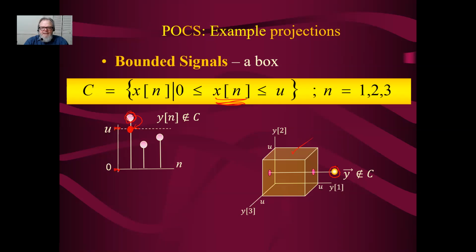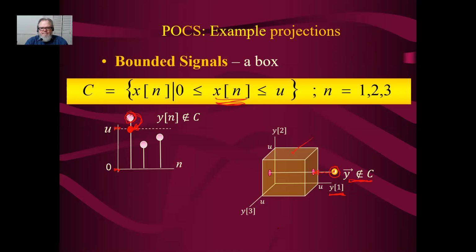Notice what that does in the three-dimensional space. Here is our point, which is not in the set. We're taking this value, x sub 1, y sub 1, right? We're taking y sub 1 and reducing it to where it's just within the bounded set. Notice that's exactly the same thing as projecting it onto the surface of the box. So that is an example of a projection onto a convex set.